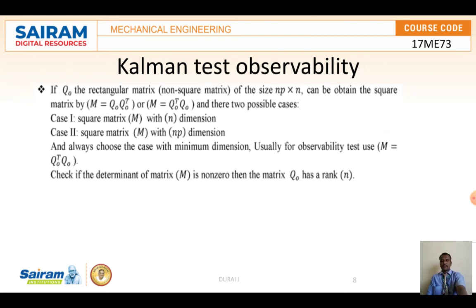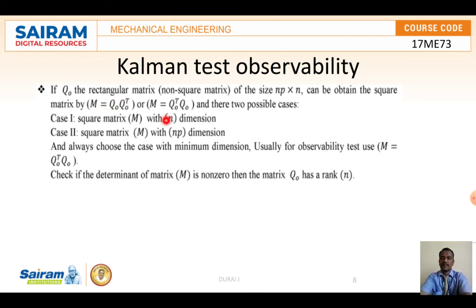that are not practically measurable and are shielded from the observation. If Q0 is a rectangular matrix of size np by n, a square matrix M can be obtained as M equal to Q0 into Q0 transpose, or M equal to Q0 transpose into Q0. So Q0 and Q0 transpose may be interchanged over here, and there are two possible cases: square matrix M with n dimension and square matrix M with np dimension.